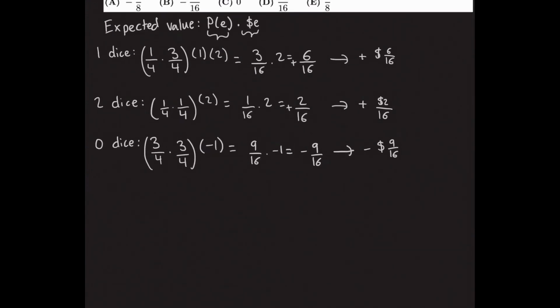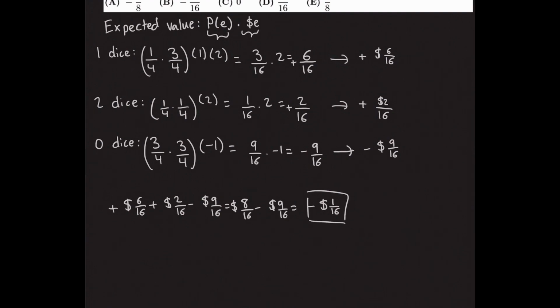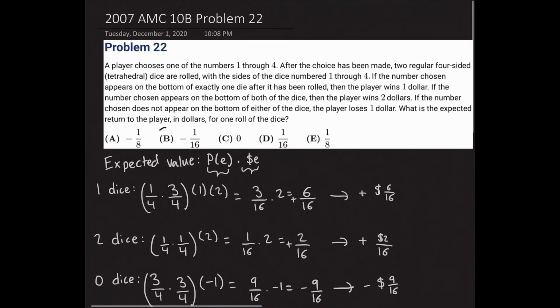Now the last part of this question is the easiest part. We just have to add up all these expected gains and expected losses. So the first case, it's going to be plus 6 over $16, plus 2 over $16, and finally minus 9 over $16. This gives us 8 over $16, minus 9 over $16. And so the final answer is minus 1 over $16. And that's B.